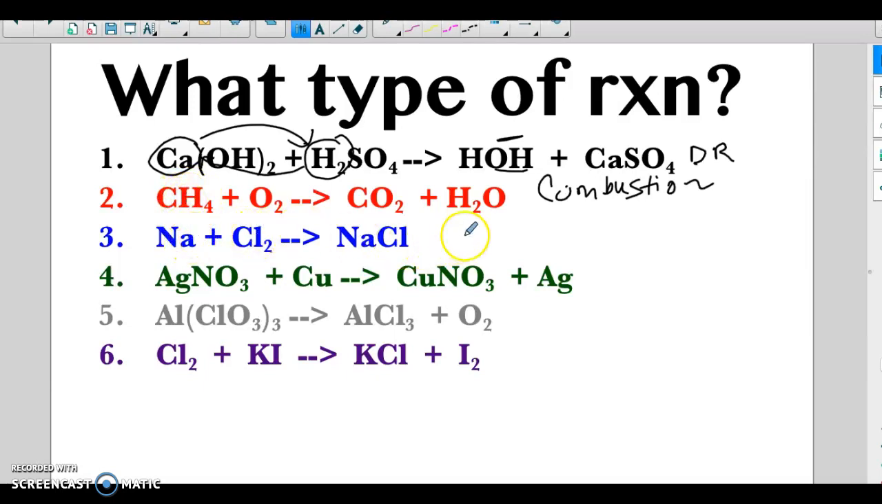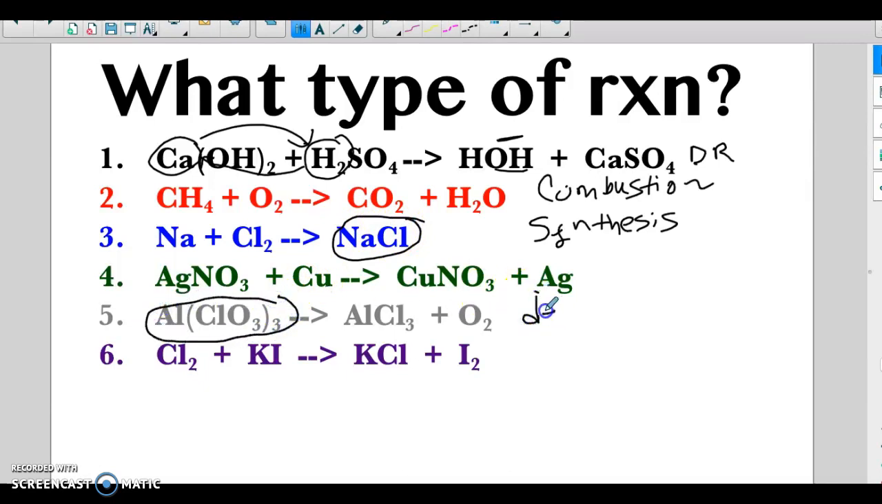This one here is synthesis, because they are combining and we only have one product. The opposite of synthesis right here, decomposition. And then this reaction, it's in a different order, but we have a single element going in and taking out a different element. So this is a single replacement.